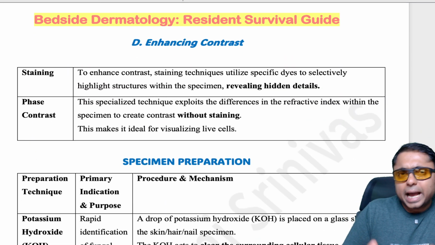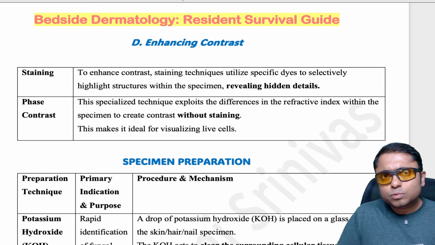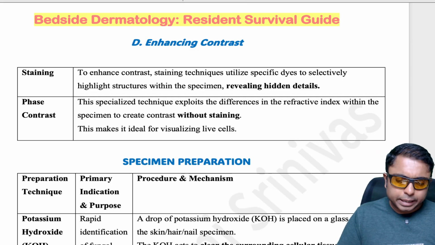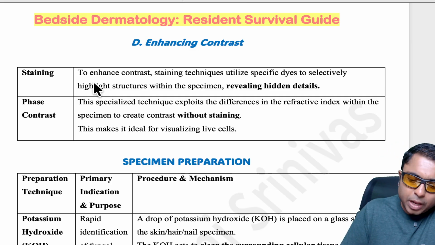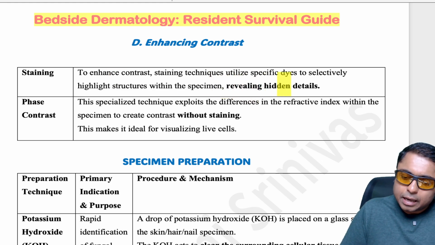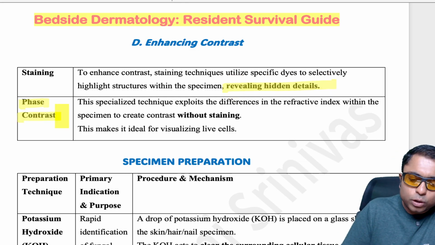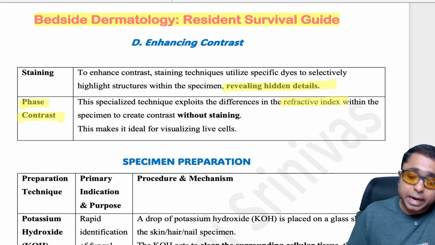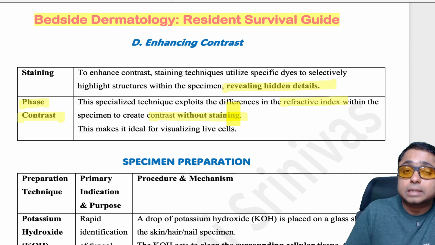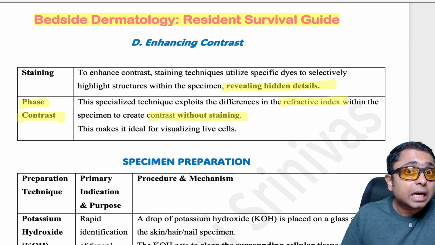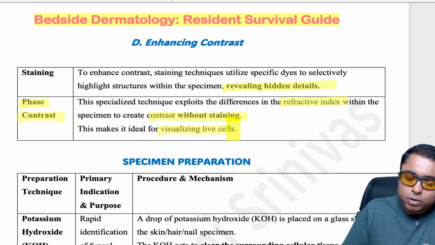Now coming to enhancing, how can you further enhance what we are seeing in the slide? With the help of staining. To enhance the contrast, we can use different stains. They reveal the hidden details present in the slide. Also we can make use of phase contrast. This specialized technique exploits the differences in refractive index within the specimen to create contrast without the requirement of any type of staining. This makes it ideal for visualizing live cells.